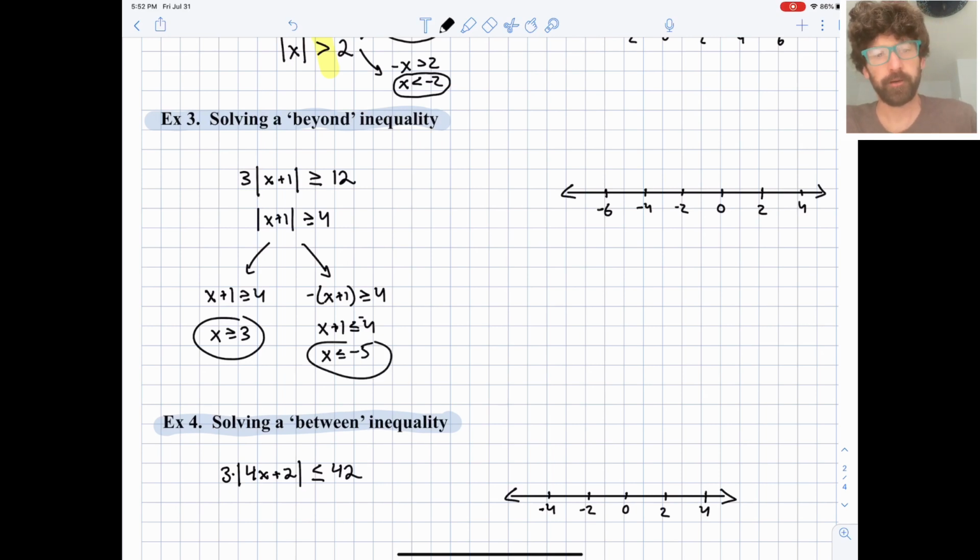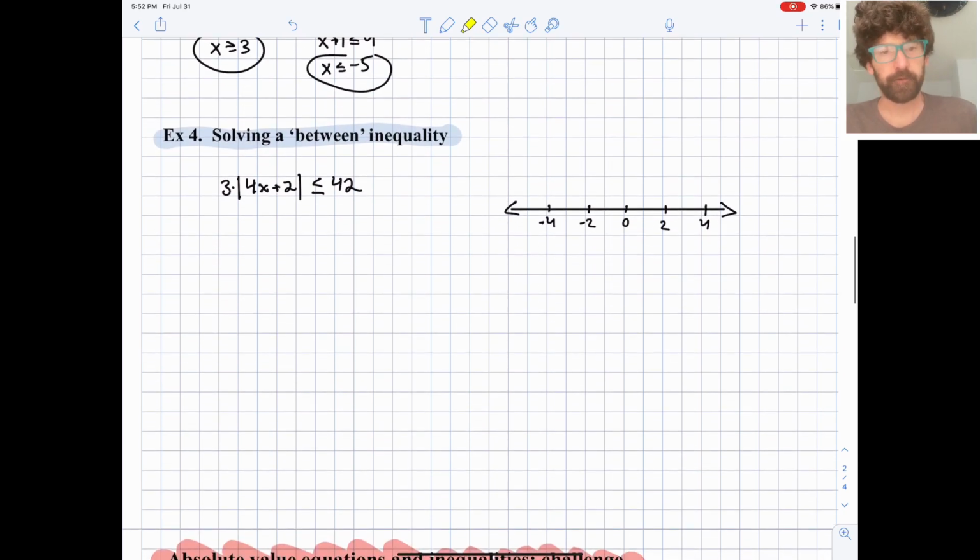Okay, so we can go ahead and graph this guy. X is greater than or equal to 3, so we have something that looks like this. Or x is less than or equal to negative 5. So any numbers in there would work. Sometimes as a quick check, what I like to do is just plug in an extreme possibility, like negative 100. So negative 100 plus 1 is negative 99. Absolute value of that is positive 99, times 3 is definitely greater than or equal to 12. So that seems to check out.